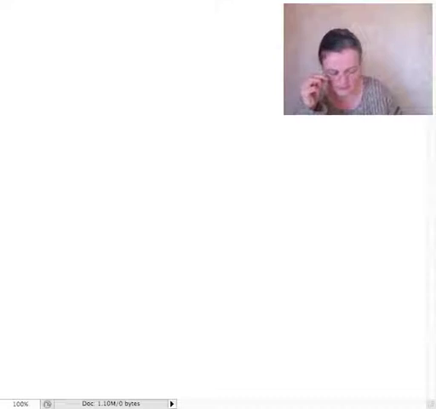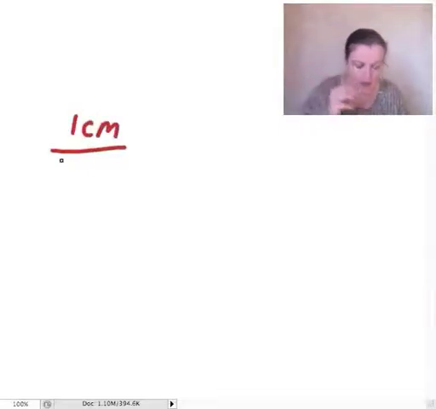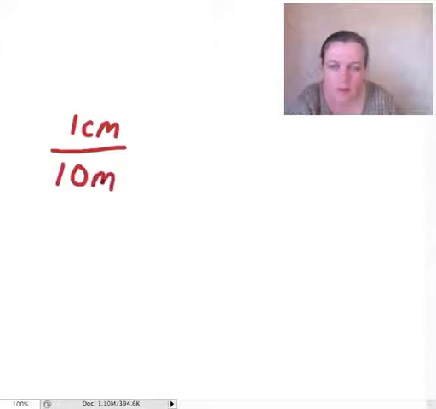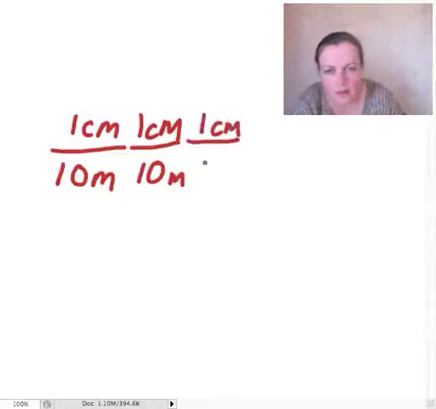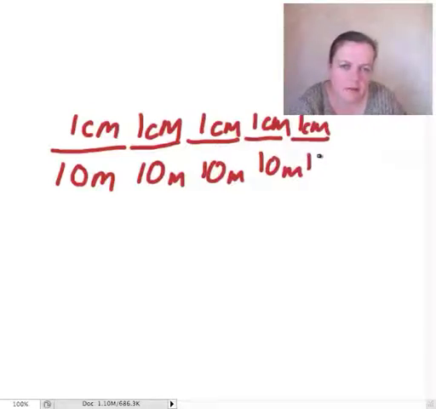So for the visual thinkers, this is how it works. On my plan, that's 1 centimetre. But in real life, that would equal 10 metres. Quite a big plan, isn't it? And then if there's another centimetre, that would also equal 10 metres. And then another centimetre would equal 10 metres. And another. Getting bored? And another centimetre would equal 10 metres.